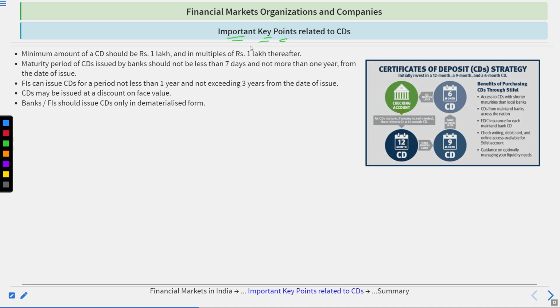If we talk about the important key points related to CDs, or certificates of deposit, the minimum amount of a certificate of deposit should be rupees 1 lakh and in multiples of rupees 1 lakh thereof. Which means if you really want to purchase a certificate of deposit, first you must give rupees 1 lakh. This is the most basic or minimum amount. After that, whatever amount you give must be in multiples of rupees 1 lakh thereafter.